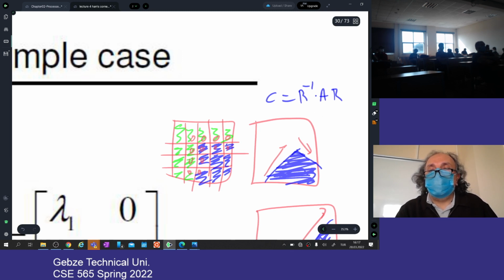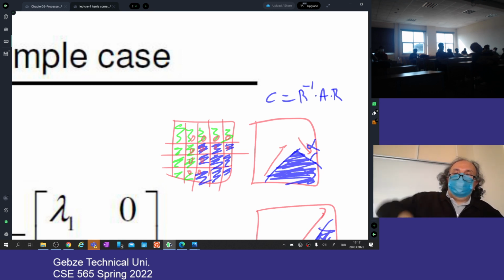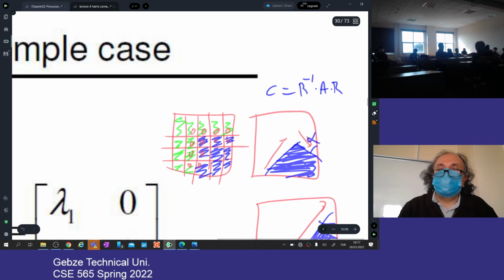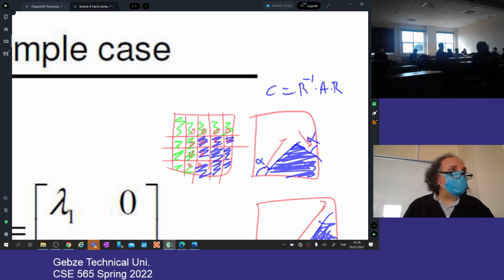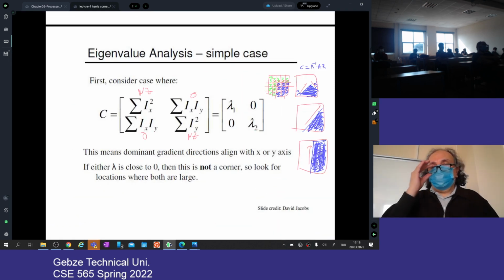A will contain my eigenvalues, and R is my rotation. So R will tell me about this angle, how I am off from the x and y. R is going to tell me about this and this angle, actually. How I am off from the x and y axes. Okay, so that's the eigenvalue solution to our original problem.